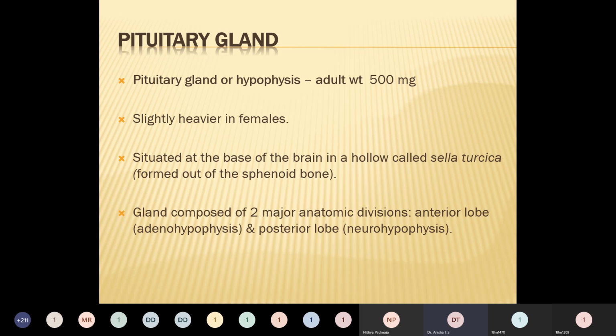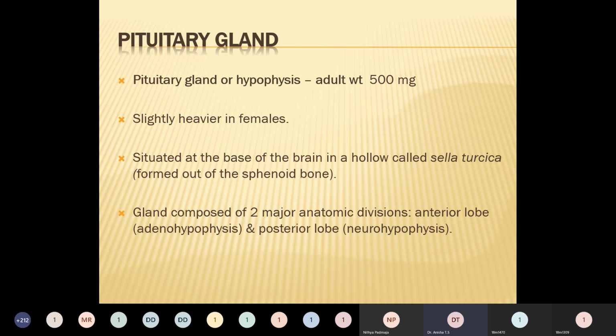Whichever gland I'm going to take from now on, like the pituitary gland or the adrenal gland, I'll be telling about the normal structure and what all hormones it secretes, and then we'll go about hyposecretion, hypersecretion, and the tumors that are associated with that particular gland. Okay, so this is how today's class on the pituitary gland will also be.